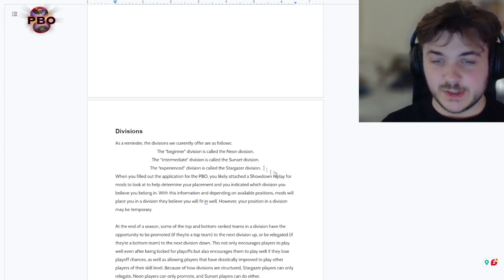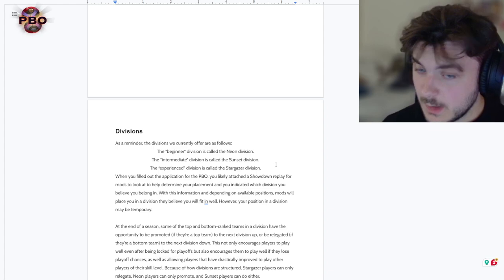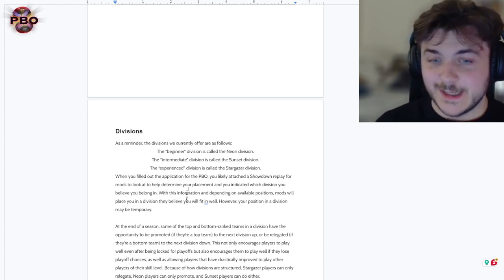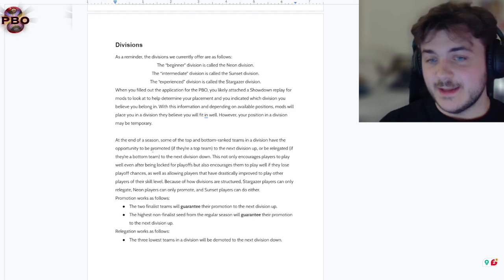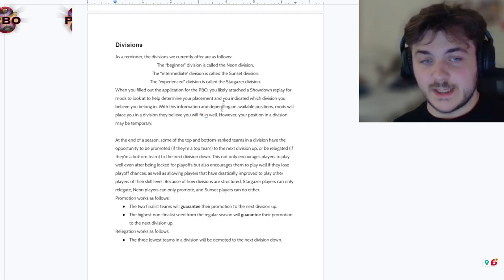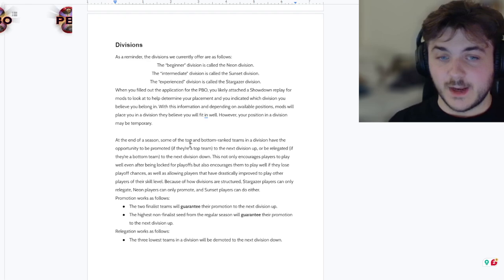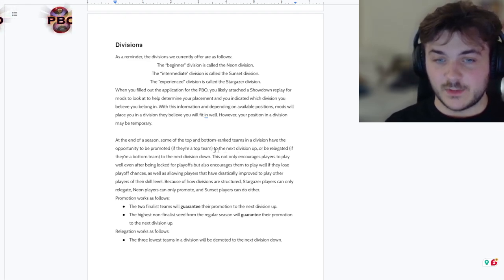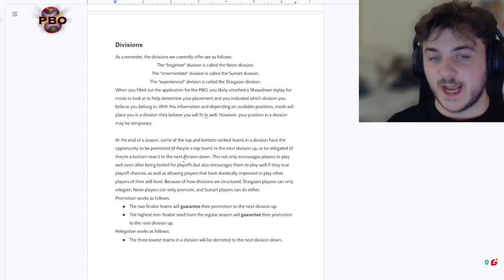However, your position in a division may be temporary, and you'll see why as I read this next paragraph. At the end of the season, some of the top and bottom ranked teams in a division have the opportunity to be promoted to the next division if they're a top team, or be relegated to the next division down if they're a bottom team.